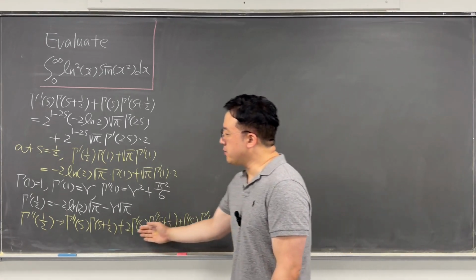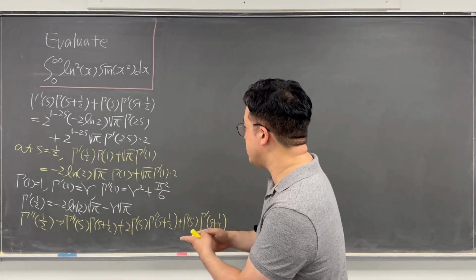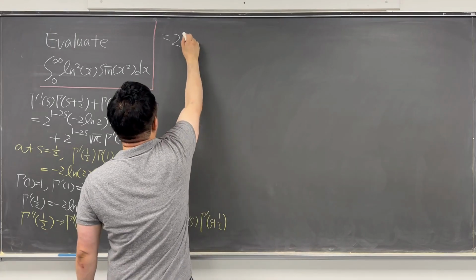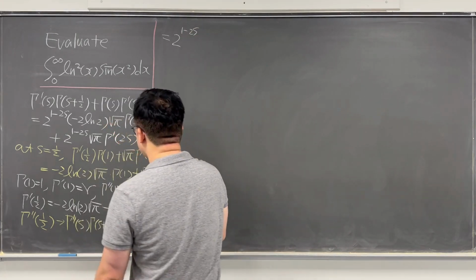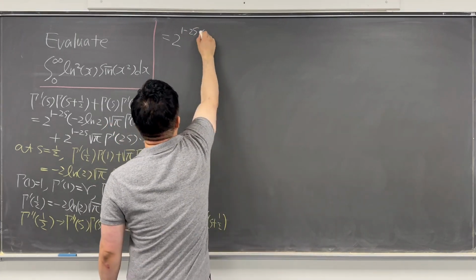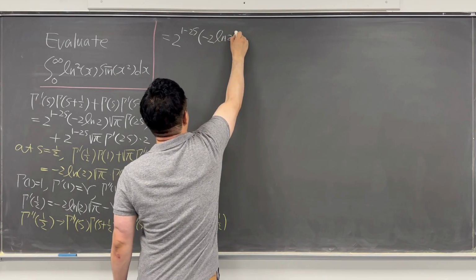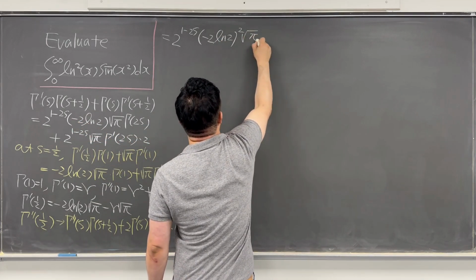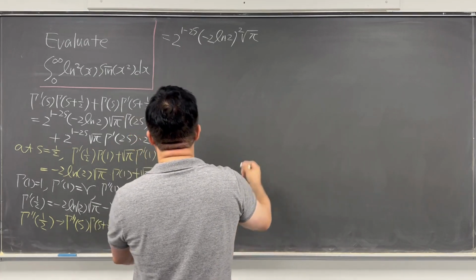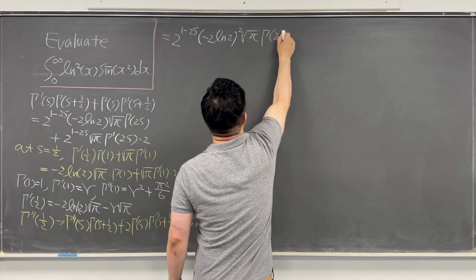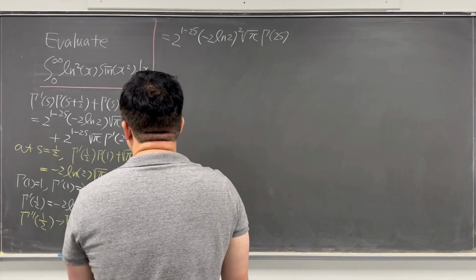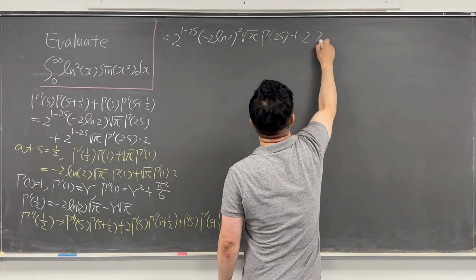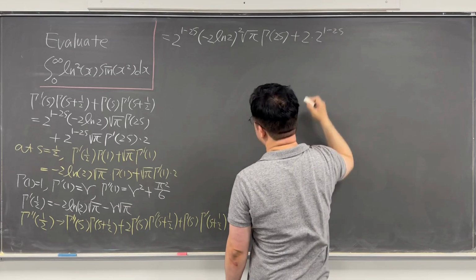Okay, so what we just wrote down right here has to be the same as 2 to the power of 1 minus 2s, right? And then that times negative 2 times ln 2. Then we should square this, times square root of pi, that times gamma of 2s. And then that plus 2 times 2 to the power of 1 minus 2s.